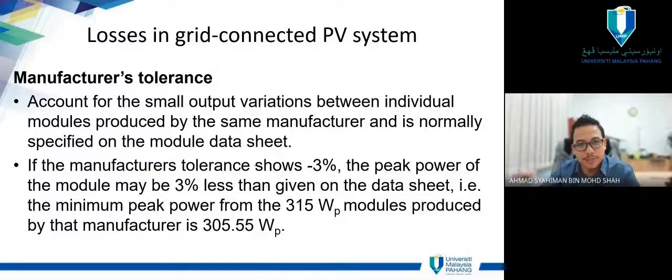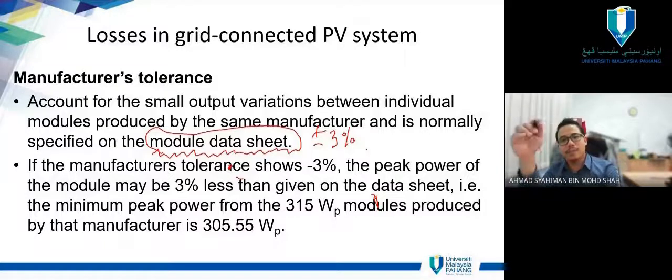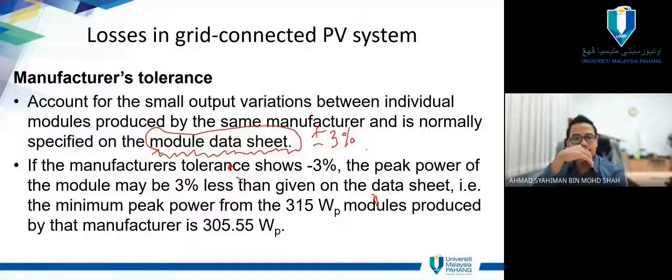So the manufacturer tolerance accounts for the small output variation between individual modules produced by the same manufacturer, normally specified on the module datasheet. They are written there, that plus minus value, for example 3%. Or if they don't mention it in the datasheet, you can still find it. I will show you later. If the manufacturer tolerance shows minus 3%, it means less than given.